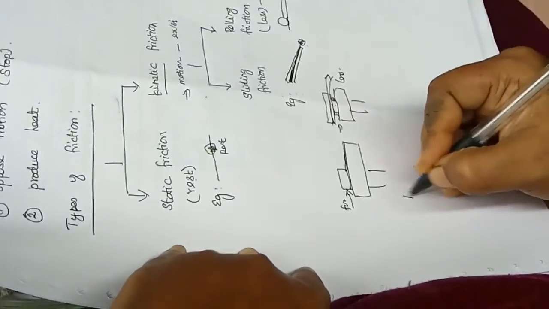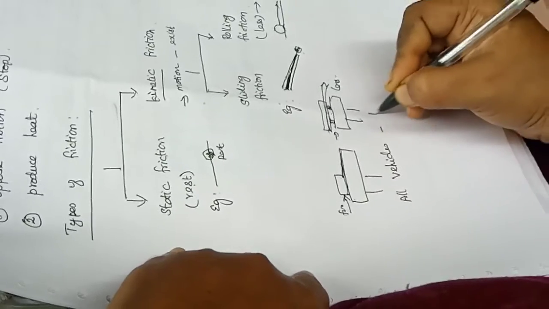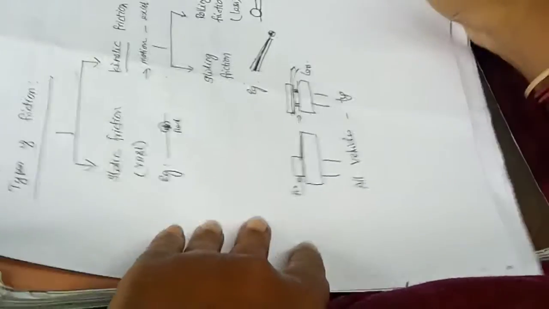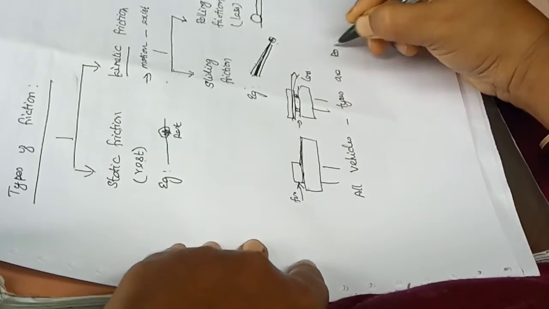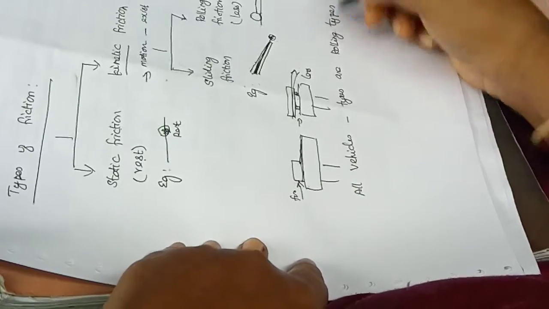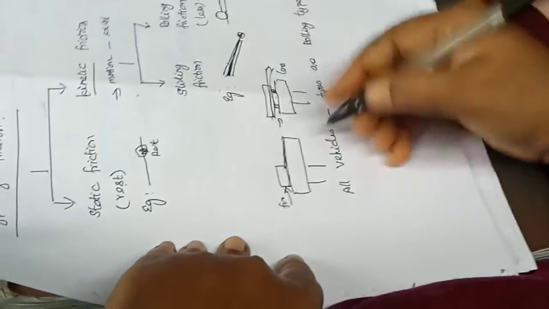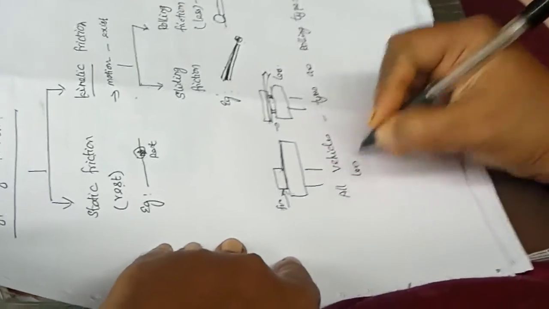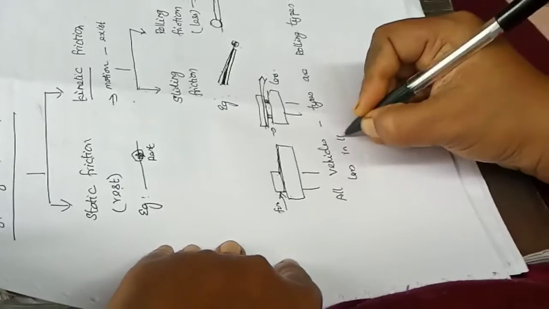That's why the tires of all vehicles are the rolling type. So vehicles move faster and the friction is less in this case.